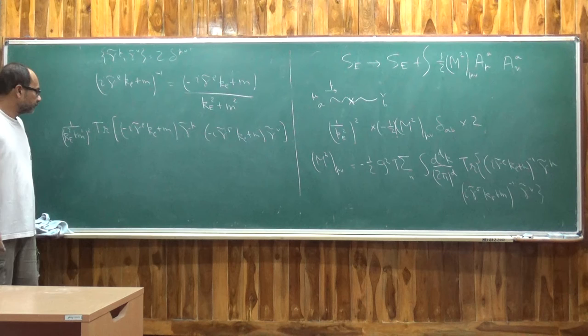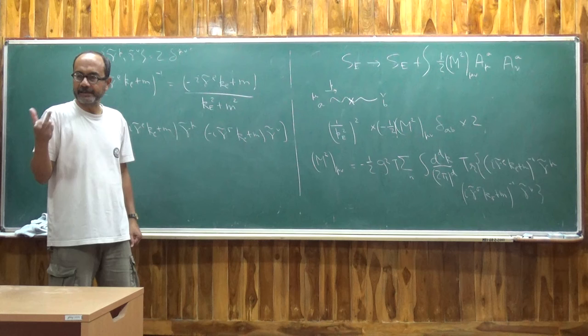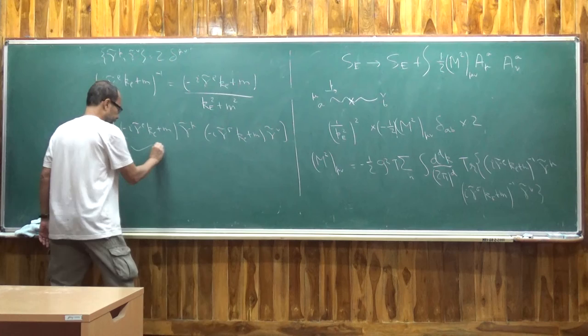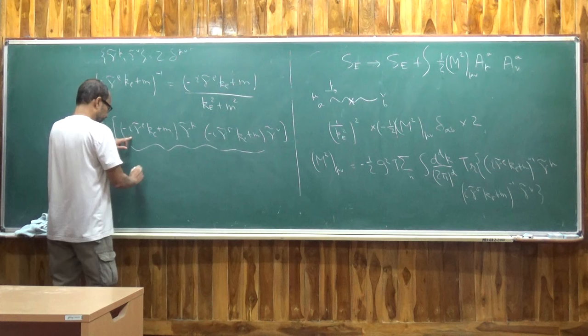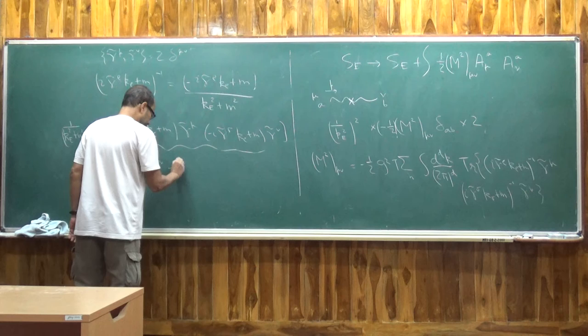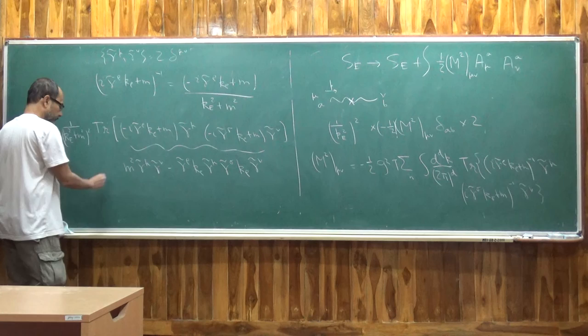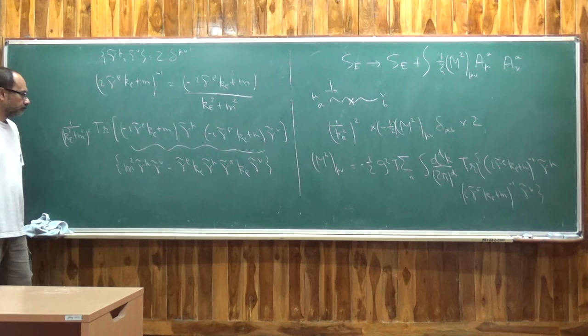So, if we expand out a product, okay, there will be four terms. But two of them have odd number of Gamma matrices. Okay, and the trace over odd number of Gamma matrices vanish. So two of them will vanish. So the ones which will survive from here is m square Gamma tilde mu, Gamma tilde nu minus, okay, and that's that extra minus sign, Gamma tilde rho, k rho, Gamma tilde mu, Gamma tilde sigma, k sigma, Gamma tilde nu.